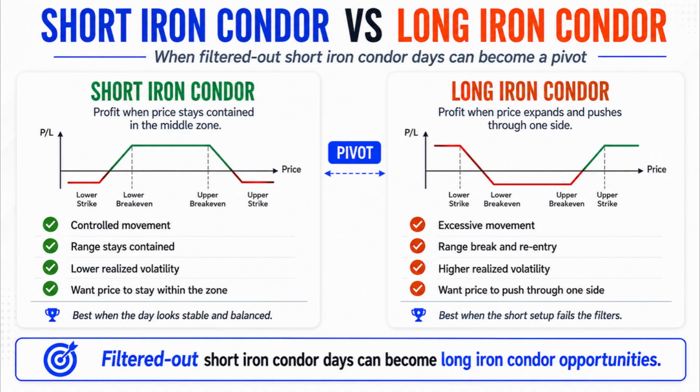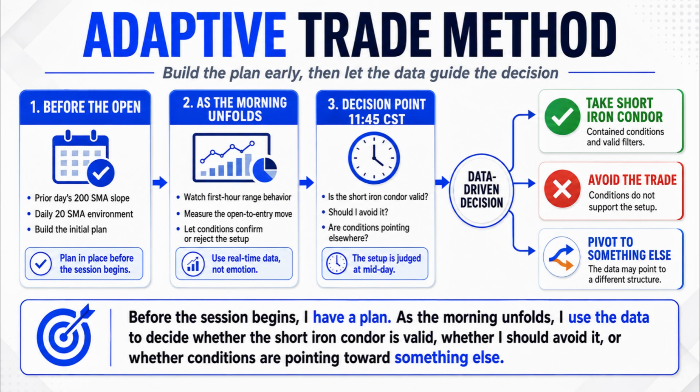With the long iron condor, we want price to move out of the range and push through one side. So if the short iron condor conditions are not ideal, those same conditions may actually point toward a long iron condor setup instead. So this gives me an adaptive trade method. Before the session even begins, I have a plan. Then as the morning unfolds, I use the data to decide whether the short iron condor is valid, whether I should avoid it, or whether those conditions are pointing towards something else.